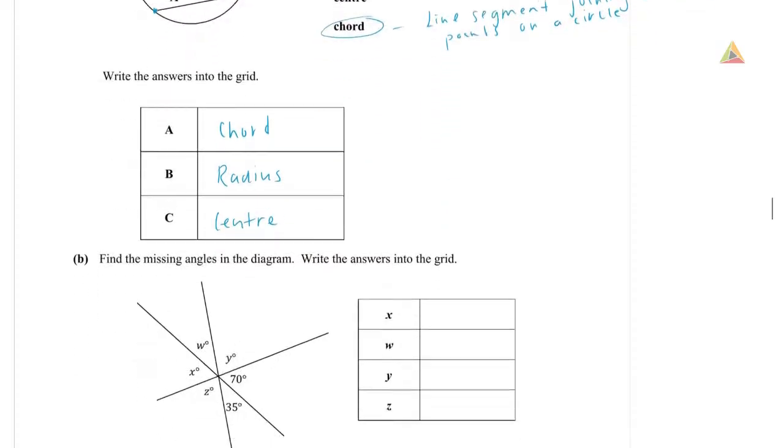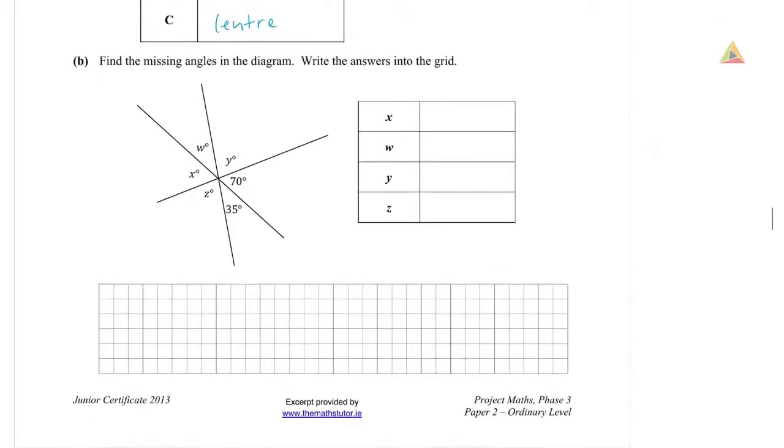Okay, so for part B of this question, fill in the missing angles in the diagram and write the answers into the grid. The first one there is X, so it's this one here. As you can see, X is vertically opposite 70 degrees, so that must mean that X is the same, so it's also 70 degrees. Now, if we look at W, W is vertically opposite 35 degrees, so W is going to be 35 degrees.